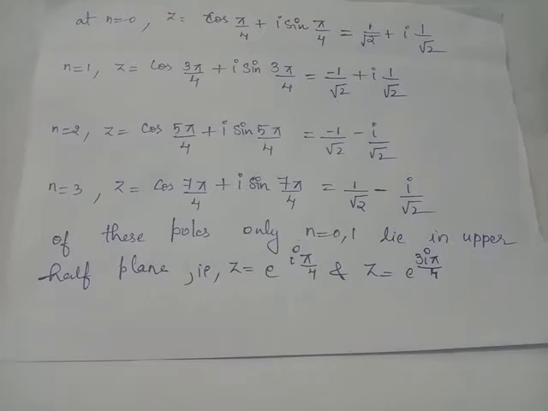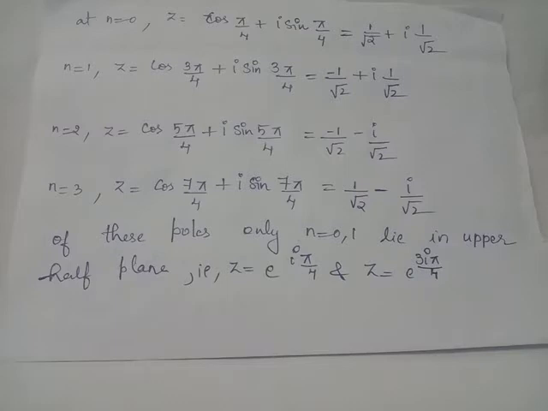For n equals 2, we have z equals cos (pi plus pi by 4) plus i times sin (pi plus pi by 4), which equals negative 1 by root 2 minus i by root 2. For n equals 2, the value of z lies in the third quadrant because the real part of z and the imaginary part of z are both negative. For n equals 3, we have z equals cos (2 pi minus pi by 4) plus i times sin (2 pi minus pi by 4), which equals 1 by root 2 minus i by root 2. Since the real part of z is positive and the imaginary part of z is negative, this particular value of z lies in the fourth quadrant. So n equals 2 and n equals 3 give values of z lying in the lower half plane.